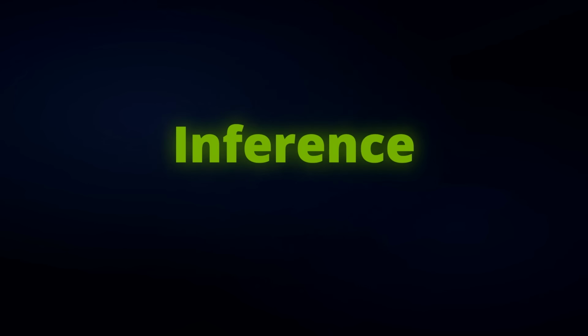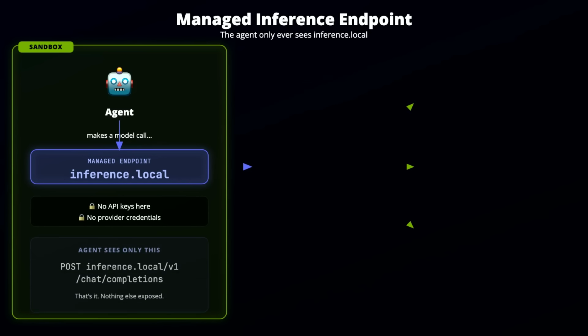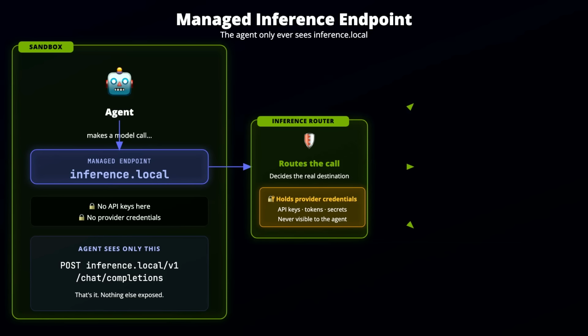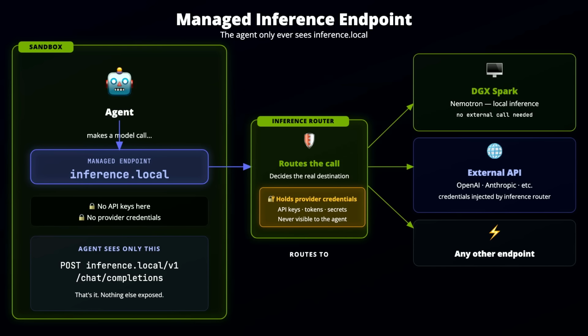The third is inference calls. There's a managed endpoint inside the sandbox, this sort of inference.local, and any model call the agent makes goes through that. The supervisor decides where each call actually routes to. And a key thing here is that the provider credentials, like your LLM API key if you're calling something externally, are just never exposed. The agent just sees inference.local. The supervisor handles the rest.